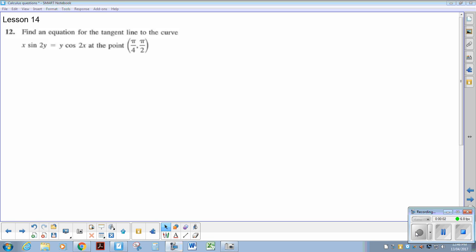Hello, I've had a question about Unit 3, Lesson 14, and I'm looking at number 12. It wants us to find the equation for the tangent line to the curve. So we are looking at implicit differentiation involving trigonometry. So you can plunge right in to start taking the derivative.